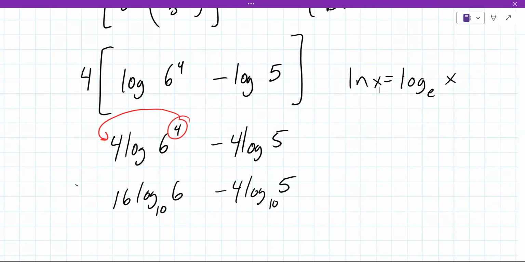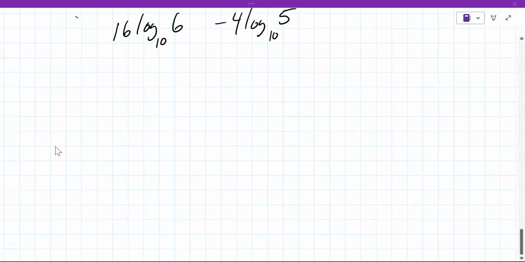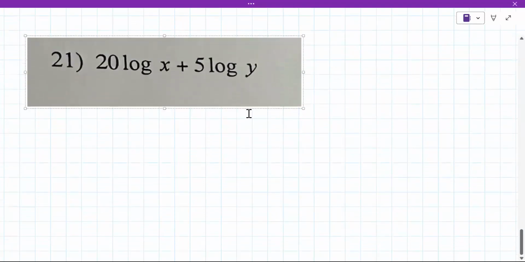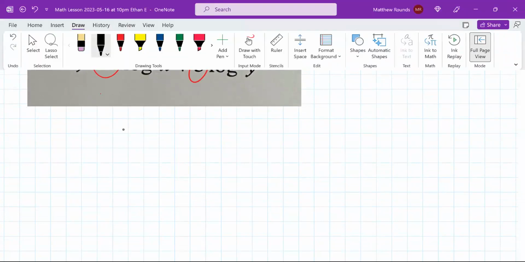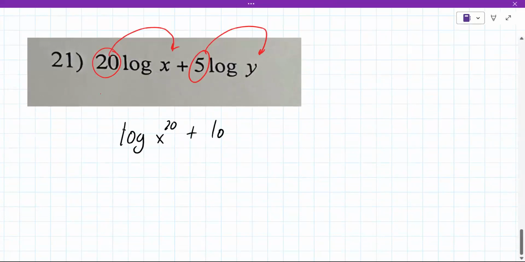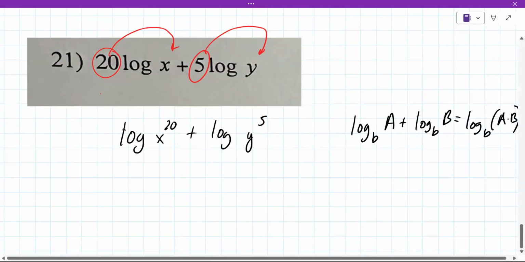So that's the expanding. The condensing, which I don't really like that word, but the standard word is condense. You basically undo in the order that we just did. So you end up moving the coefficients and turning those into exponents first. This becomes log x to the 20th plus log y to the 5th. And then for a sum, we have log base b of a plus log base b of b, which becomes log base b of a times b. So you're condensing to a single logarithm. Like that. Oh, okay.